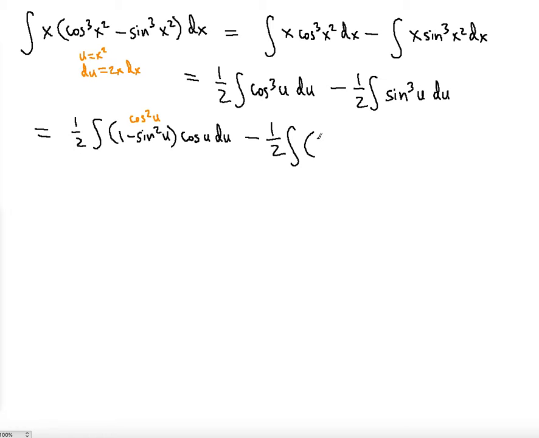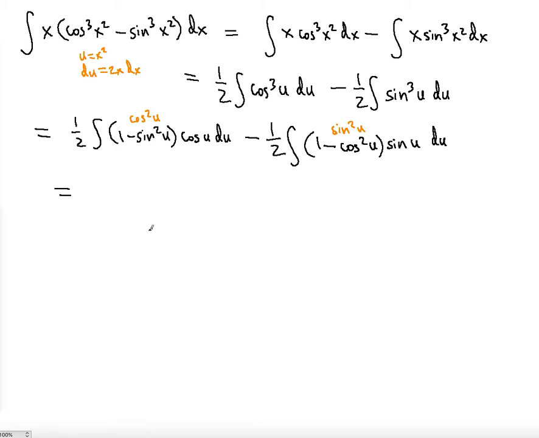And then the second one, same thing. You're going to use sine squared, so you're going to use 1 minus cosine squared u times the sine u du. Because again, this part this time is sine squared u, accounting for 1 minus cosine squared u. Sine squared times the sine gives you sine cubed u du. Perfect. So now, as you can see, we can work this out.